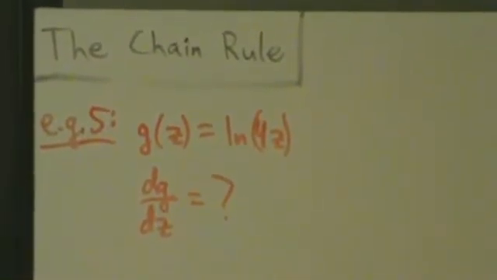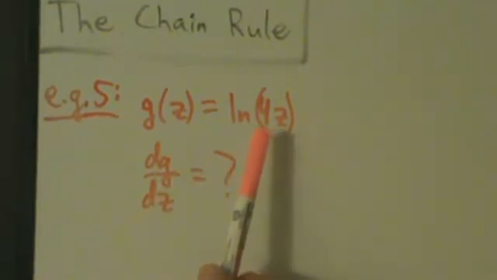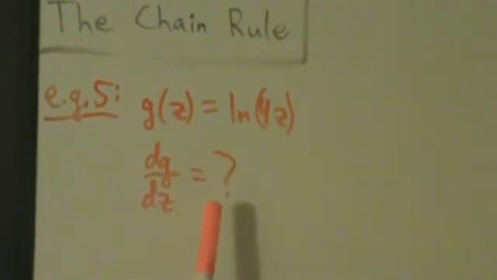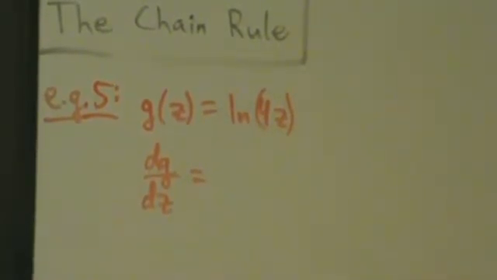Okay, so here's example 5 with the chain rule. G of z equals the natural log of 4z, and we want to know what's dg dz. Alright, so let's just go ahead and jump right in here. So we want to identify what's the big guy, what's the little guy.